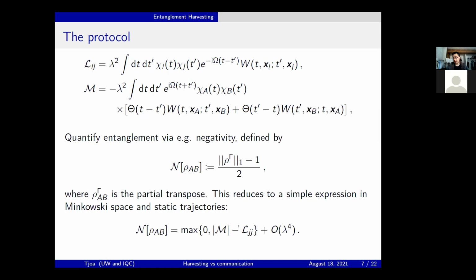And that's essentially the summary of the protocol. If the negativity is greater than 0, which for two qubits is a faithful, necessary, and sufficient condition for entanglement, then the detectors are entangled, otherwise they are not. And it is also an entanglement monotone, which means that you know that it is more entangled when the negativity is higher.